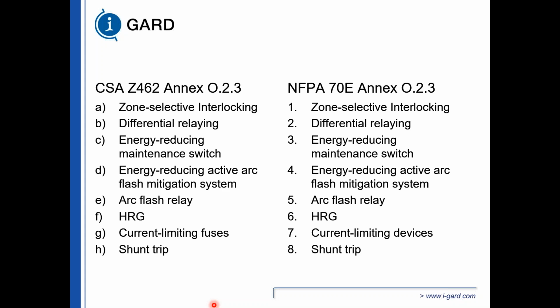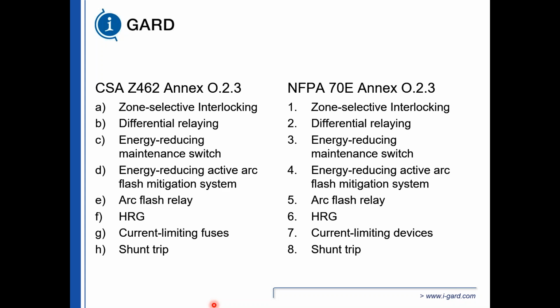So an electrician, a qualified person, could be working on your switchboard and turn on the energy reducing maintenance switch. And then if you have a large motor starting up downstream, it may be possible for that maintenance switch, which turns your protective device to a really low instantaneous pickup, to activate.